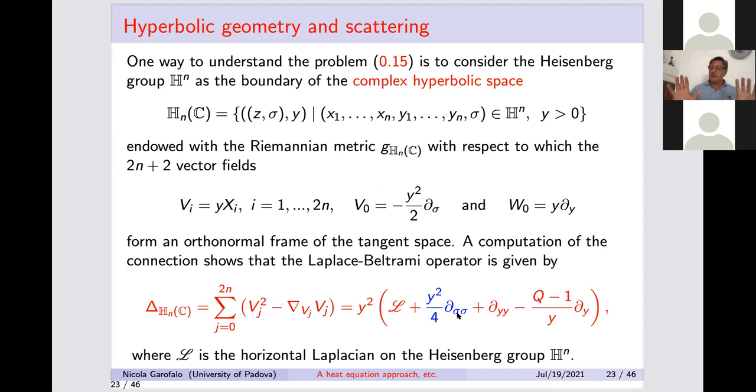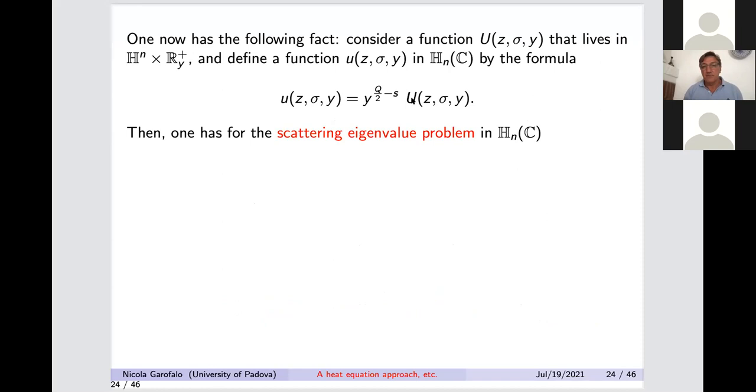Okay, so look at this formula very carefully because this term has appeared. There is a minus here that is bothering you at this moment, but let's wait for a moment. Let's be faithful. And let's look at this transformation here. So let's move. So upper U is a function that lives in complex hyperbolic space. And now I define a function little u through this formula here. And then I look at the scattering eigenvalue problem in complex hyperbolic space, which is, look at this operator here.